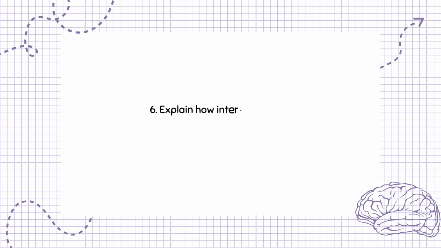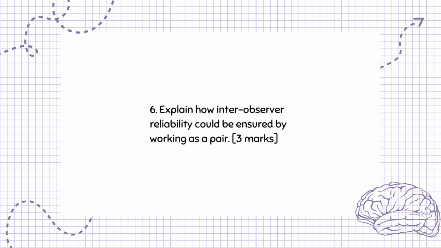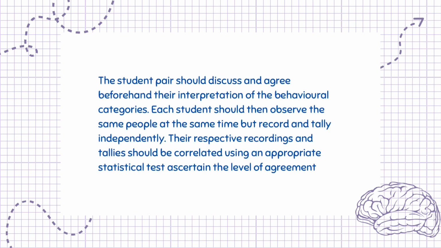Question 6. Explain how inter-observer reliability could be ensured by working as a pair. 3 marks. The student pair should discuss and agree beforehand their interpretation of the behavioral categories. Each student should then observe the same people at the same time but record and tally independently. Their respective recordings and tallies should be correlated using an appropriate statistical test to ascertain the level of agreement.